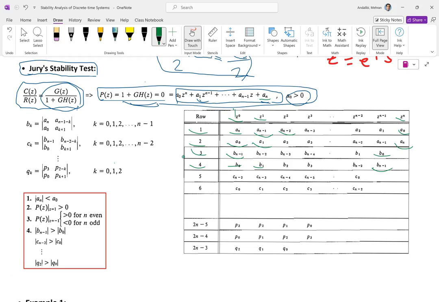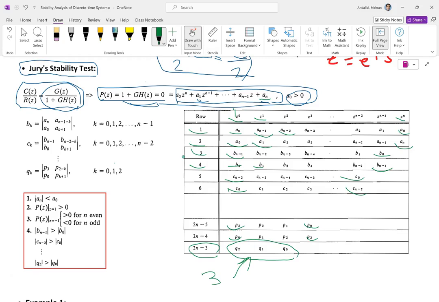If you look at rows 5 and 6, row 6 is the flipped version of row 5, and row 2n minus 5 and 2n minus 4 are again flipped versions of each other. You keep doing it until you end up with only 3 coefficients in a row. That is the end of the table. That row is the last row. You're not going to flip that again, and that is when you can do your calculations.